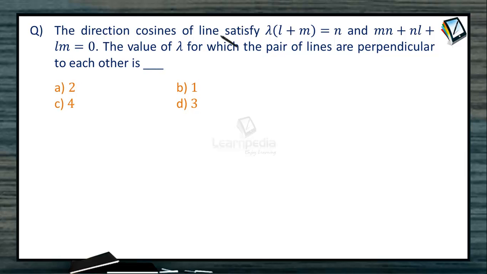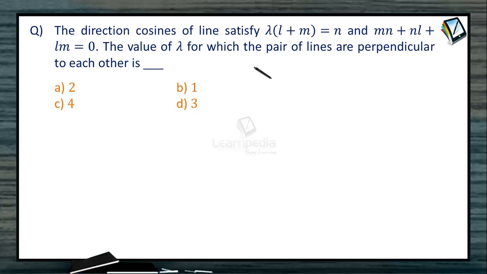The direction cosines of a line satisfy two relations, lambda times l plus m equals n, and mn plus nl plus lm equals 0. Now, satisfying two simultaneous equations, one of which is second degree, there will be two such lines which satisfy these conditions. Now what is the requirement? If the two lines obtained from this system of equations are perpendicular to each other, then the value of lambda is required, right?